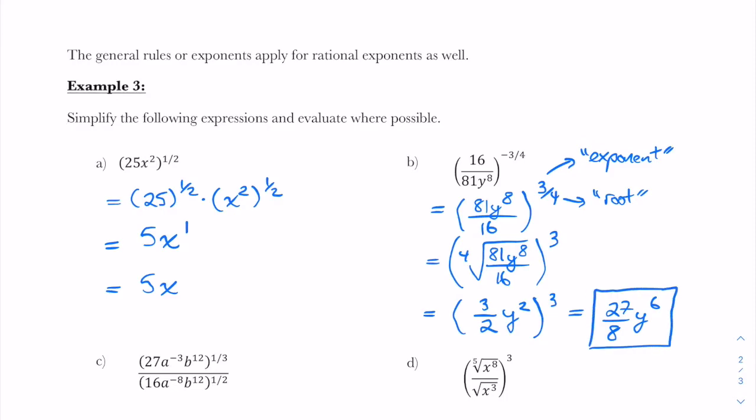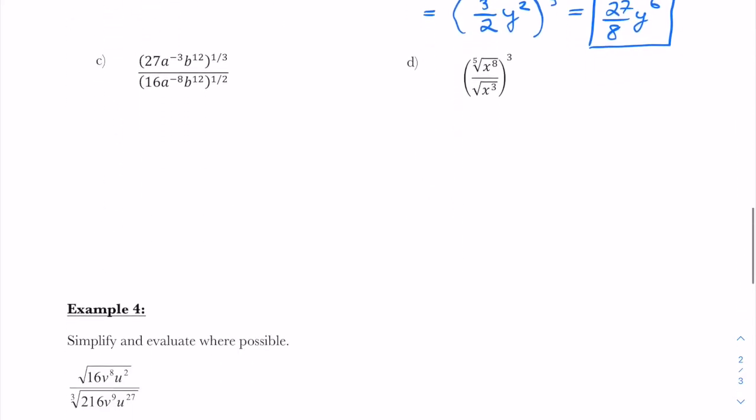Okay, moving on to part C. Notice that we're dividing two powers over here. Now, unfortunately, we can't divide them as is because according to BEDMAS, we have to do exponents before division. So let's begin by applying the exponent of 1 over 3 to everything in the brackets of the numerator, and then the exponent of 1 over 2 to everything in the brackets of the denominator. To begin, 27 to the exponent of 1 over 3 evaluates to 3.